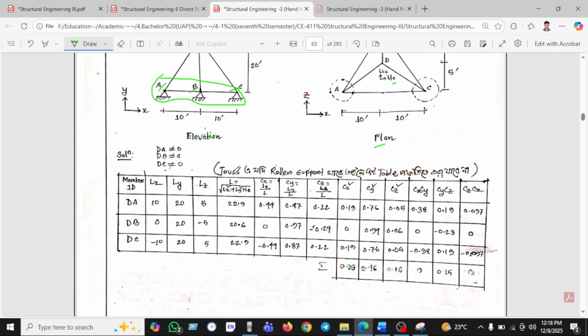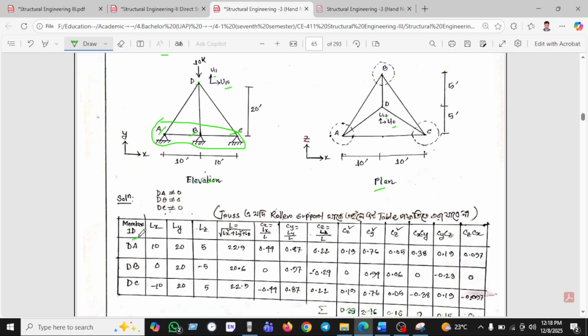Okay, so in this way, we give the member ID, and Lx we calculate here as we showed previously, and L, which is the square root of the summation of Lx square, Ly square, Lz square, and Cx. How do we calculate Cx? Cx equals Lx divided by L, Cy equals Ly divided by L, Cz equals Lz divided by L. In this way we calculate Cx square, Cy square, Cz square, and Cx, Cy, Cz.